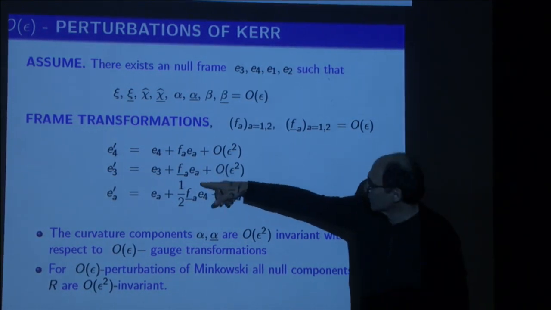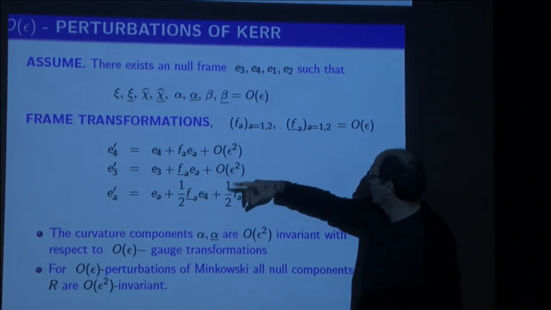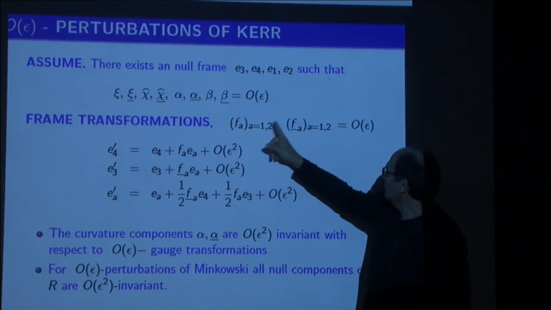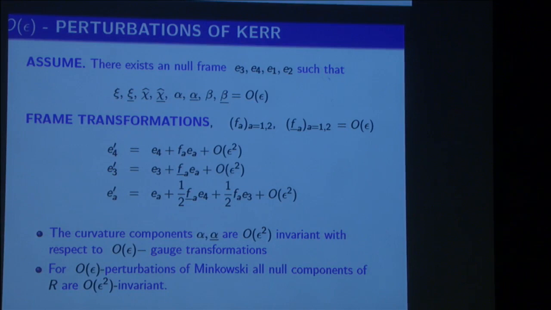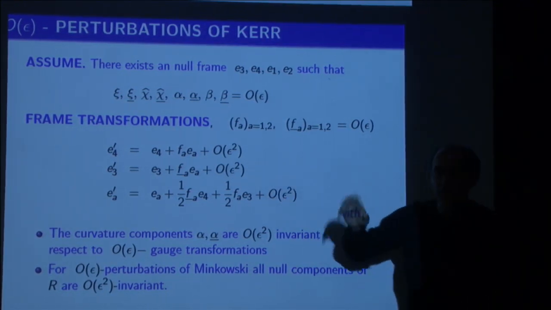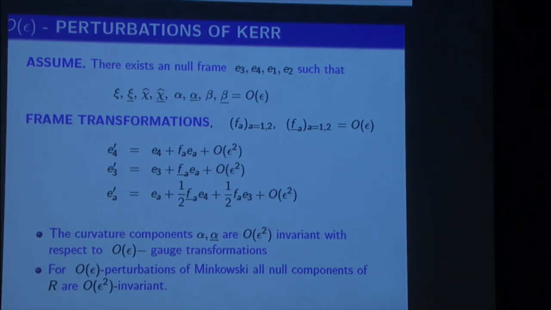So EA refers to the tangential components, E3, E4. And F and F bar, I can think of as being all of epsilon. So they are all of epsilon coefficients. And everything which is all of epsilon square, by the way, it's extremely important to realize that you don't see in linear theory at all.